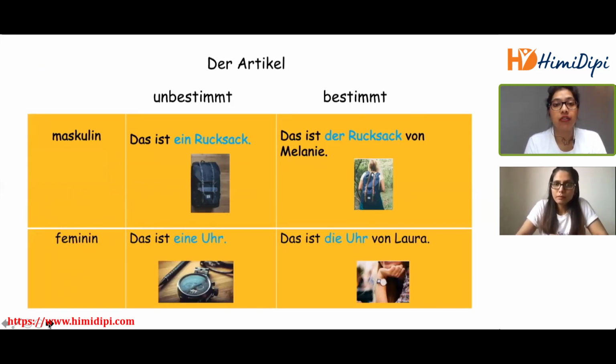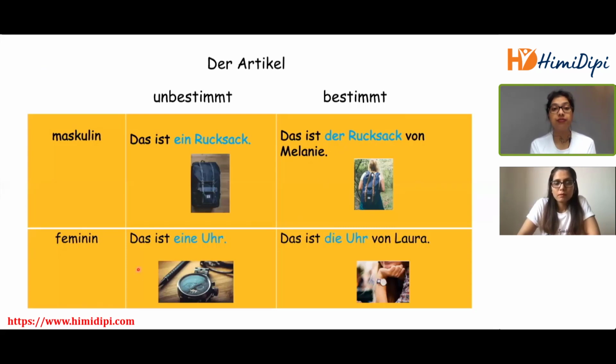Now, going ahead, we are seeing examples. For example, in masculine, we say, das ist ein Rucksack. Was sehen wir hier? Ein Rucksack. That is a rucksack. Das ist der Rucksack von Melanie. That is the rucksack of Melanie. So in the first case, it is indefinite because we are talking about any random rucksack, and that is being shown with the help of ein, a. But in the second example, because we are talking about the rucksack of a particular person, it becomes a definite object. Das ist der Rucksack von Melanie. That is the rucksack of Melanie.